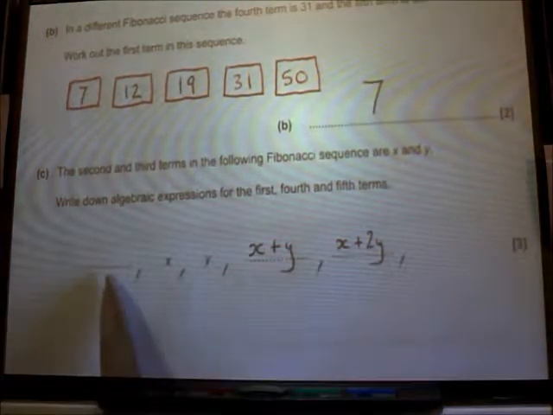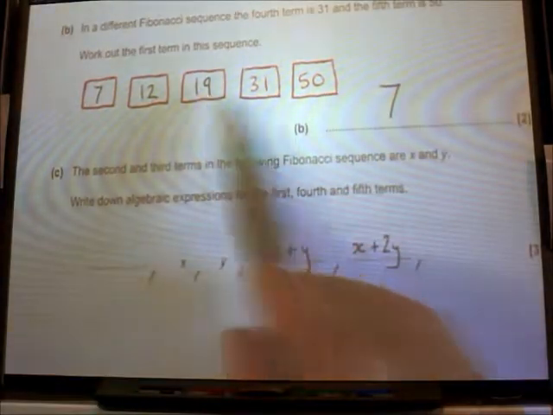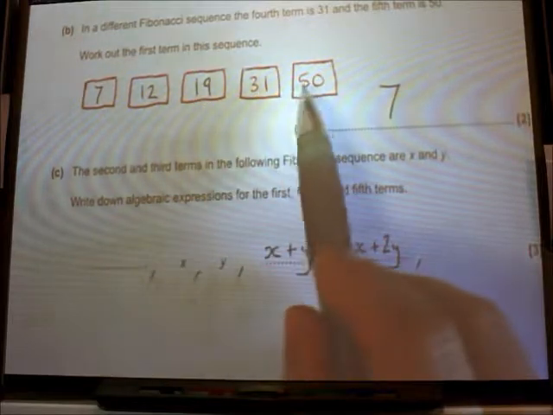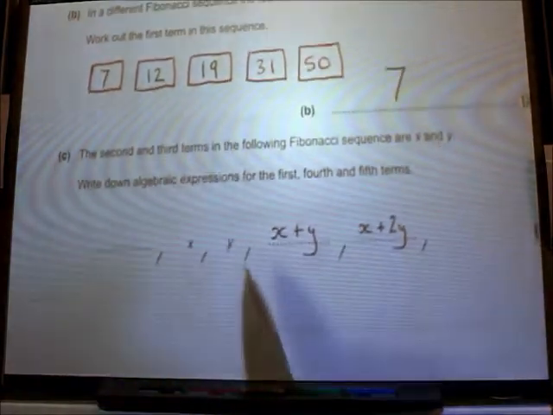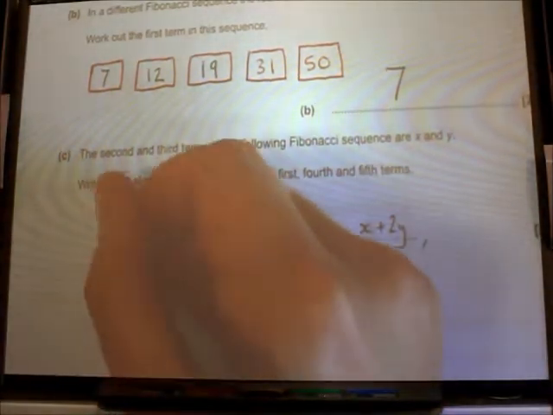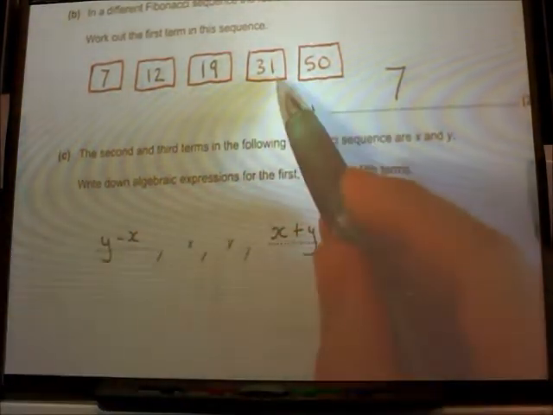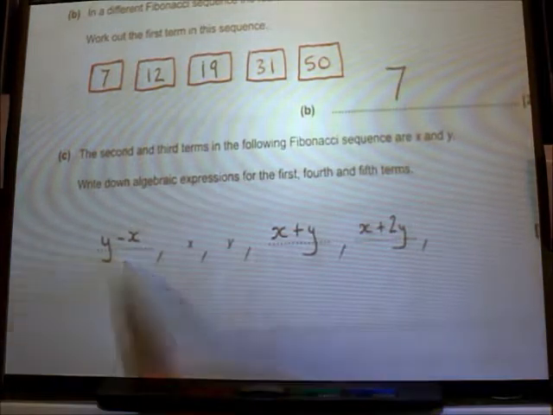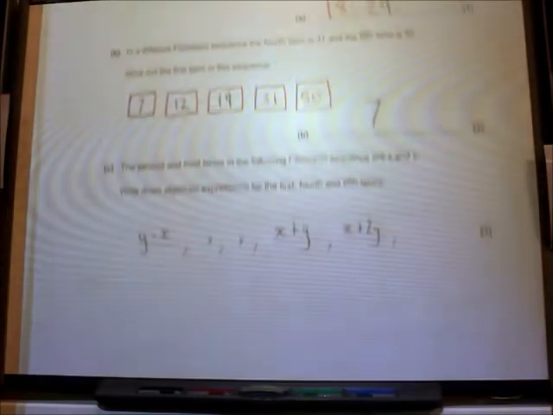This one here is a little bit tricky. I'm going to show you a little tip here. If you notice, to get the 19, we basically did this number, subtract this number to give you that number. So 50 take away 31 gives you 19. Apply that theory down here. y take away x gives you that one there. So 50 take away 31 gives you 19, and y take away x is y take away x. Bit fiddly that one, but you can certainly pick up some marks on it.